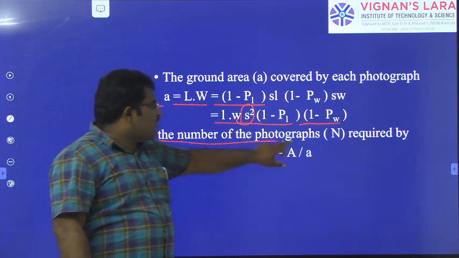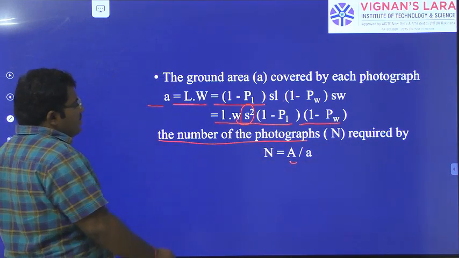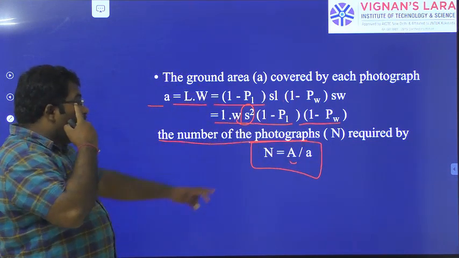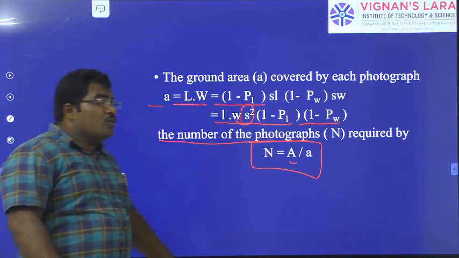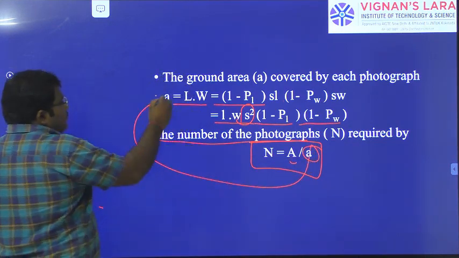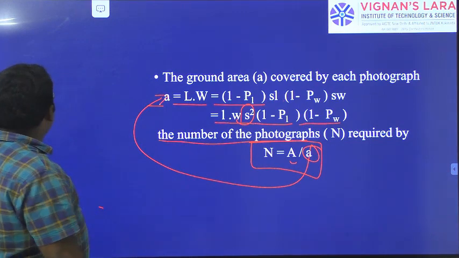Then the number of photographs required is N equals A by a. That's what I told in the example: 400 kilometers square divided by 2 kilometers square. So this is calculated from this equation.